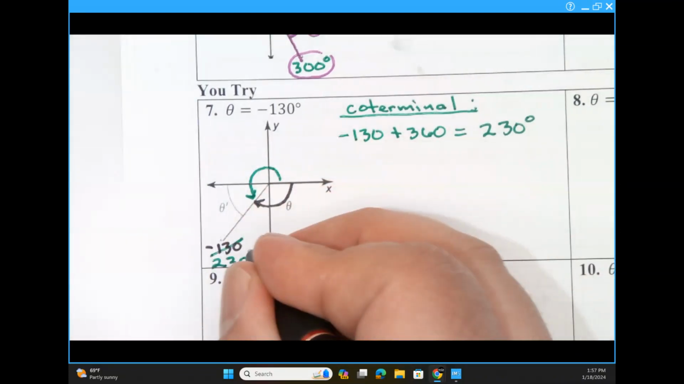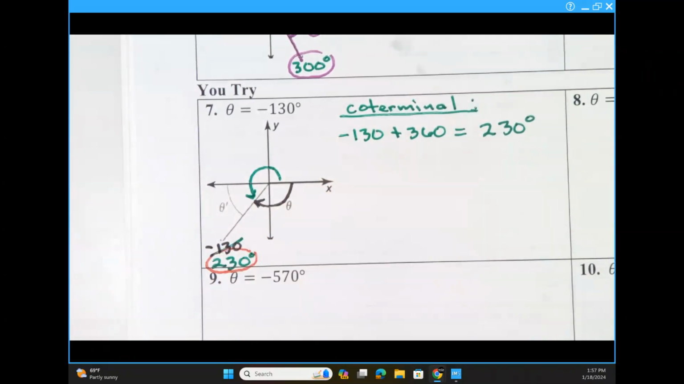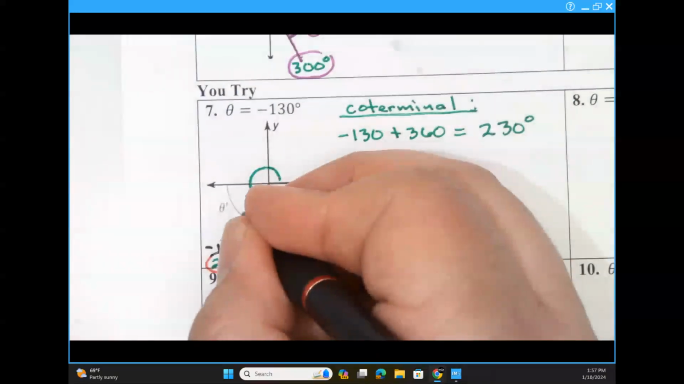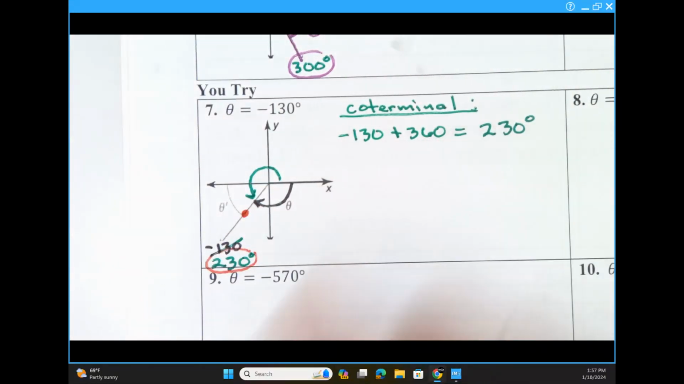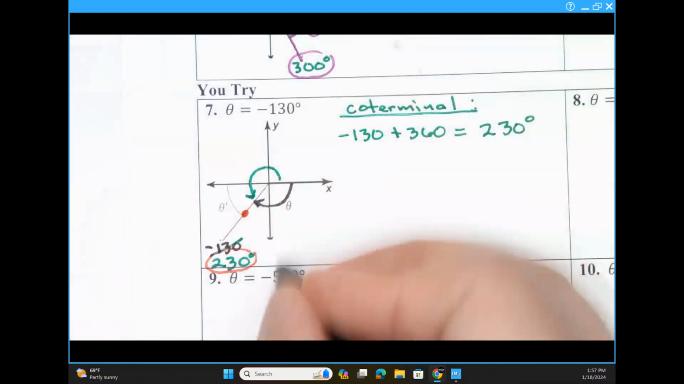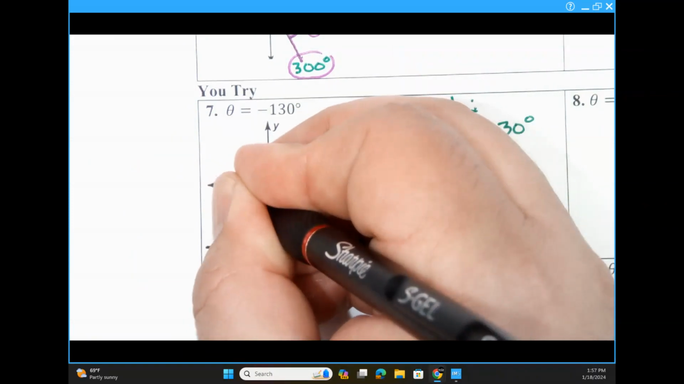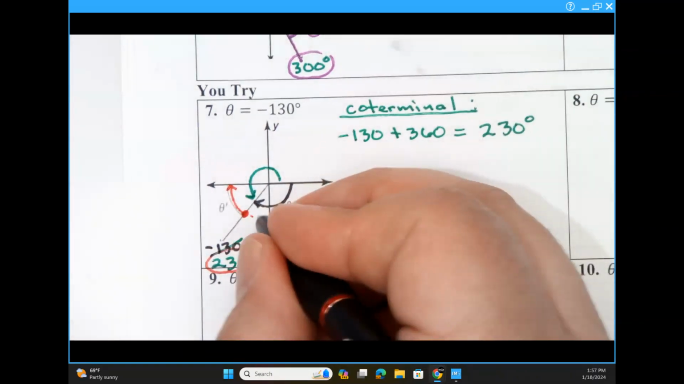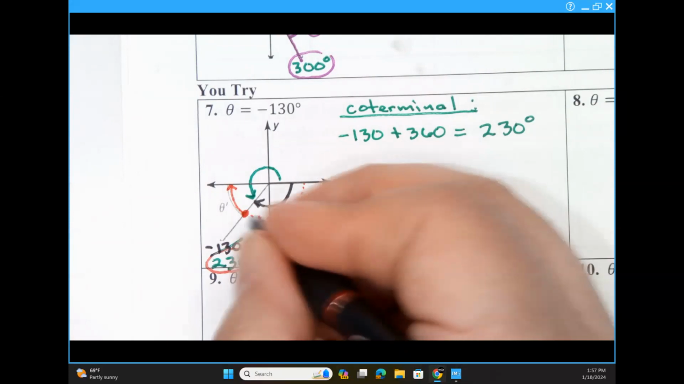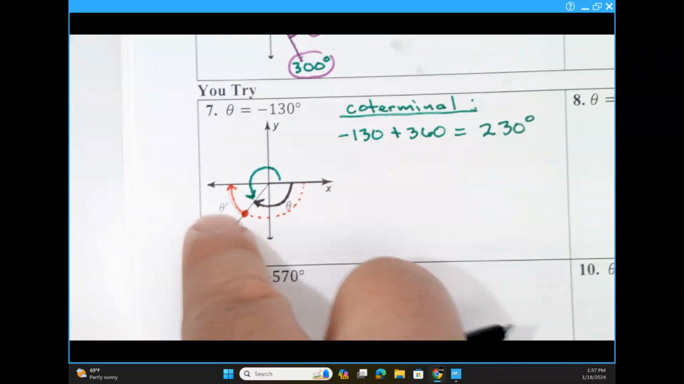If this is 230, now remember, reference angle, I'm standing right here on this line. I've got to go the shortest distance back to the x-axis, never the y-axis. We never use this. Well, then this is the shortest way back to the x-axis. I don't want to go this way. Look, that's too far. That's more than 90. We don't want that one. This is the one I want.